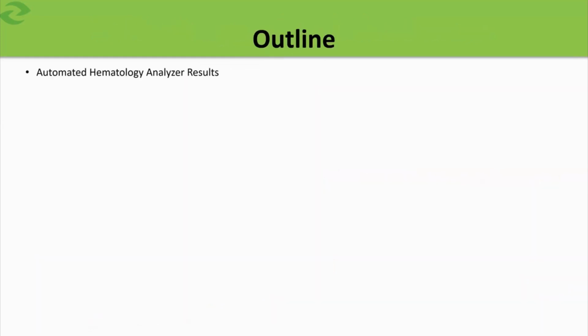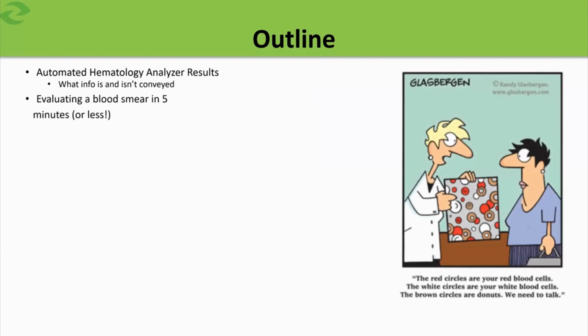So today, what we'll specifically discuss are the automated hematology analyzer results, what information is and isn't conveyed, and then how to evaluate a blood smear in 5 minutes or less. And with experience, I think you can actually get it down to 3 minutes. And I do want to point out for this cartoon that that's not a real blood smear. There are red blood cells that sometimes are referred to as donut cells, but I think these are completely different than what we're talking about for clinical pathology.